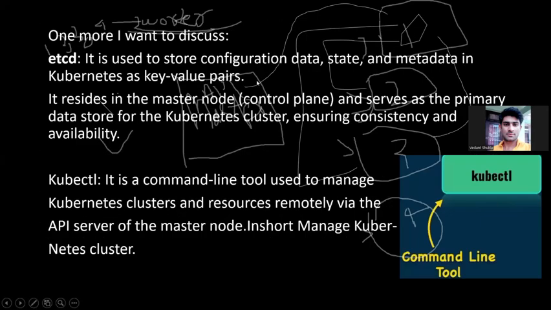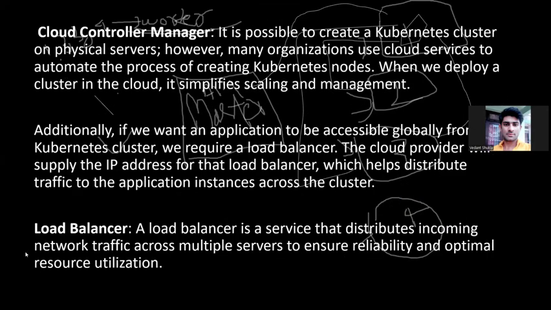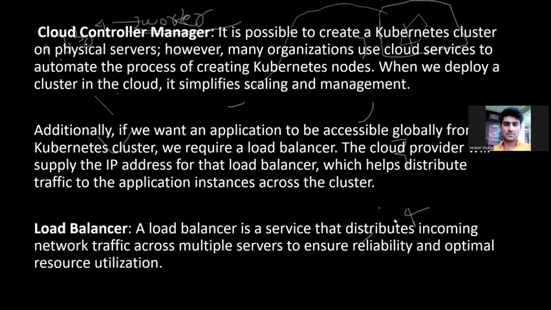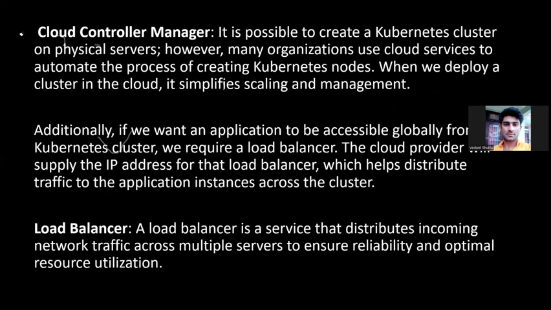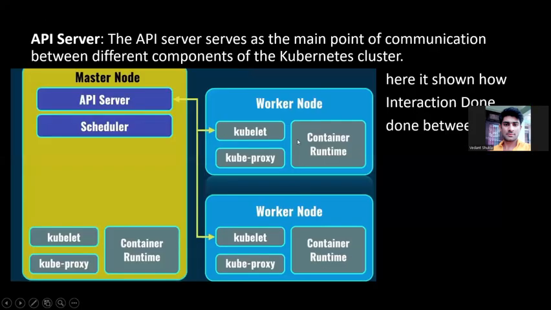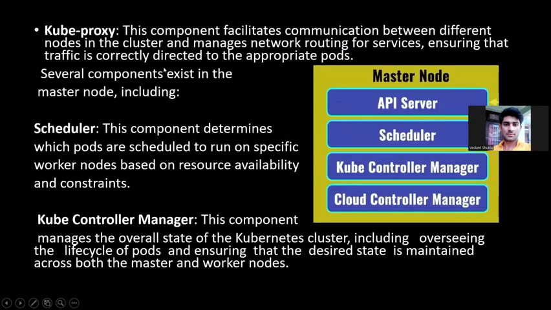So I erase all of this. Kube-proxy is the component that facilitates communication between different nodes in the cluster, managing network routing for services. So this thing is done. Several components exist in a master node.